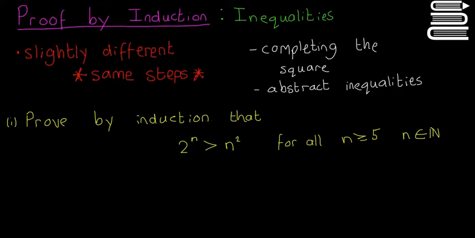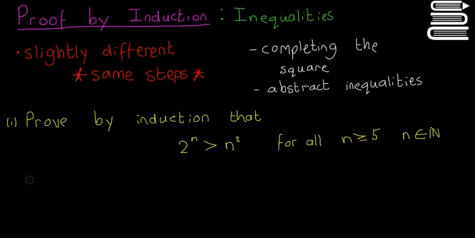So prove by induction that 2 to the power of n is always greater than n squared for all values of n greater than or equal to 5, and n has to be a natural number. So 2 to the power of n is always going to be greater than n squared if you pick any value of 5 or higher, and it has to be a whole number. So how are we going to prove that? We're going to do the same method, the same steps as we did in the last few proofs.